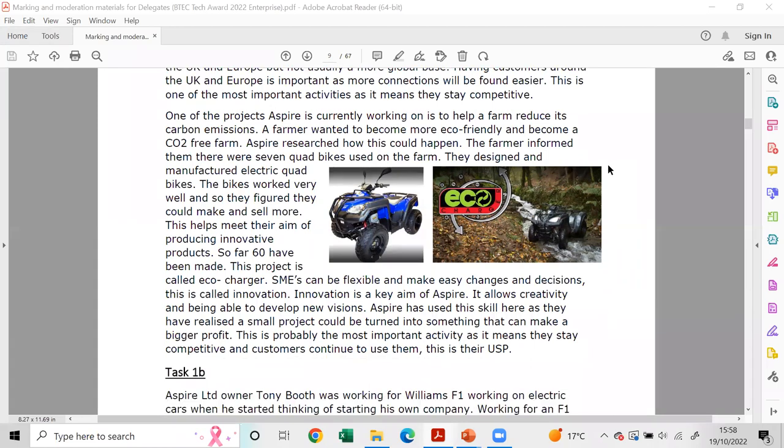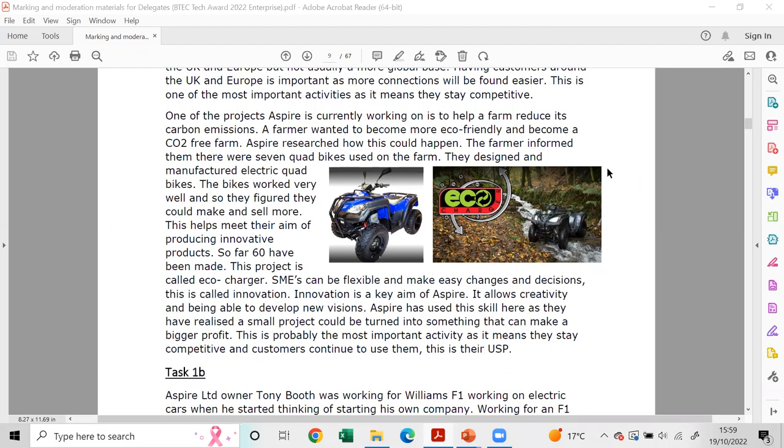Okay. If you then go on further, they've then gone on to look at the fact that they are working on a farm to reduce carbon emissions. They've explained why they're doing it. The fact that they've got now these electric quad bikes, and these bikes worked really well, and why they actually thought they could sell more of them. And they've linked that again to this aim of producing innovative products. And then they've actually said, so far they've made 60. And then they've tried to link it again, this project is called. And then they've gone slightly further as well by saying innovation is a key aim of Aspire.